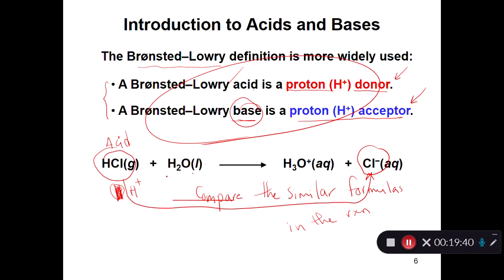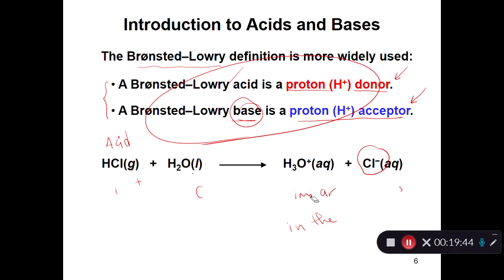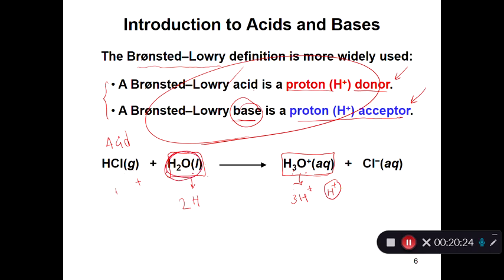For base, let me look at the next one. H2O, I'm going to compare with the formula similar to this one, H3O plus. H2O, H3O plus. They are similar to each other. What is the difference between these two? Here we have 2 hydrogen. Here we have 3 hydrogen. Also, we have 1 positive. Look, there is no positive. So the difference between these two means 1 more hydrogen with positive charge. So it looks like this compound, H2O, accepts 1 hydrogen positive to make H3O plus. Accepting hydrogen, we call that base, hydrogen acceptor.